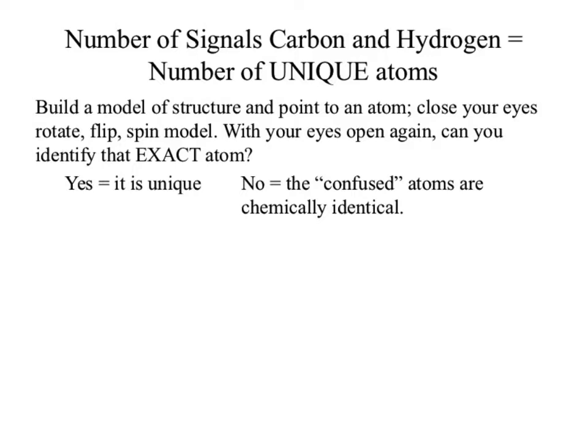Right? If you get it confused with another one, then those atoms, however many of them there are, are all chemically identical. Okay? They may be connected to the same carbon, they may be connected to different carbons, okay? But they are chemically identical, which means they get one signal. If you can tell it apart from everything else, then that one is unique from all the other hydrogens. That's its own signal, separate from the others.